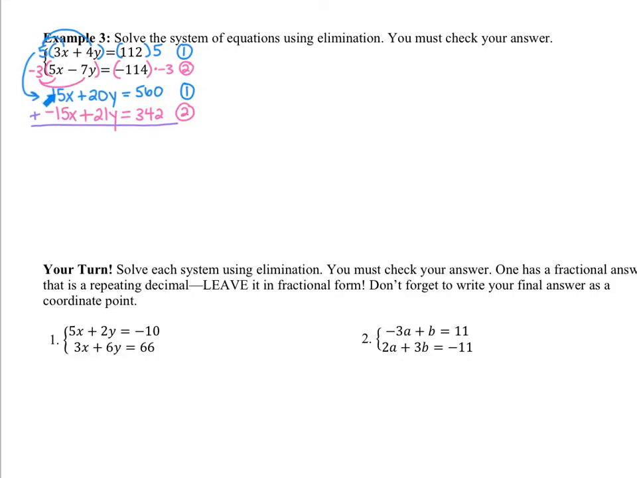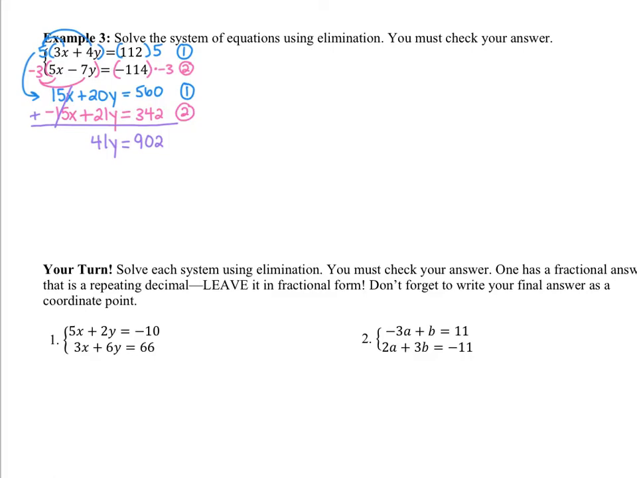So 15x plus a negative 15x, because remember we're doing left side to left side, right side to right side. So negative 15x plus a negative 15x will zero out. And then 20y plus 21y is 41y equals, and then 560 plus 342 is 902.